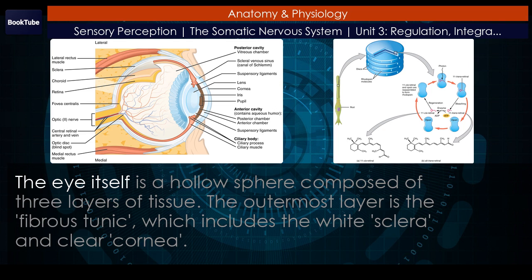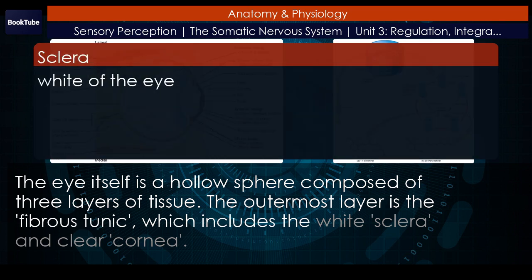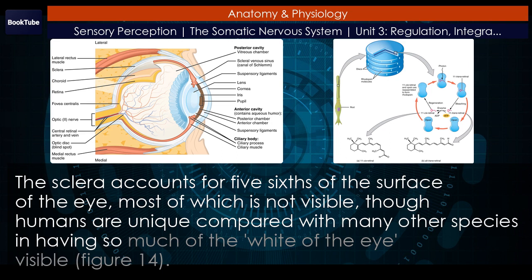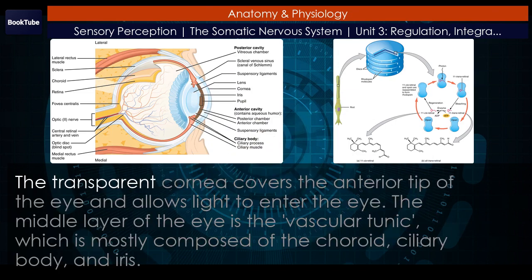The eye itself is a hollow sphere composed of three layers of tissue. The outermost layer is the fibrous tunic, which includes the white sclera and clear cornea. The sclera accounts for 5/6 of the surface of the eye, most of which is not visible, though humans are unique compared with many other species in having so much of the white of the eye visible. Figure 14. The transparent cornea covers the anterior tip of the eye and allows light to enter the eye.